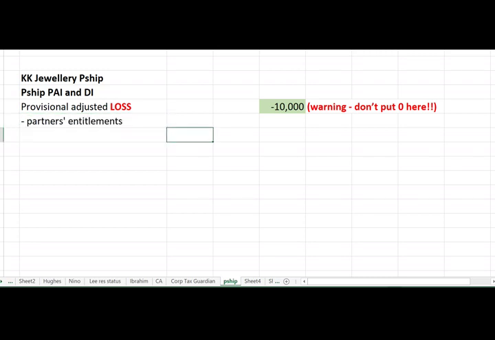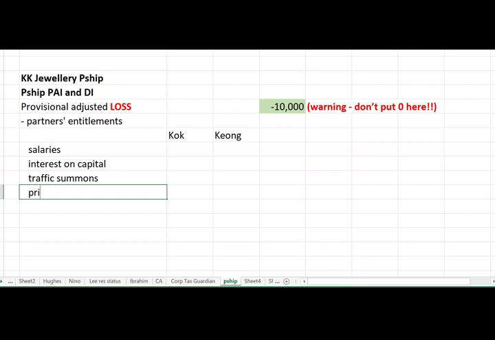So you minus partners' entitlements. And we have two partners here called Kok and Kyung. Now you know their salaries. There's also interest on capital. There's also the traffic summon and also private expenses, sorry, holiday expenses. Alright, now can you just fill in all the amounts for me?